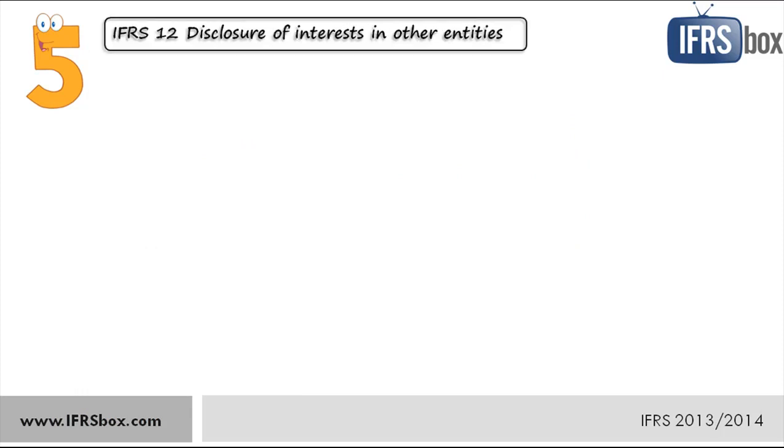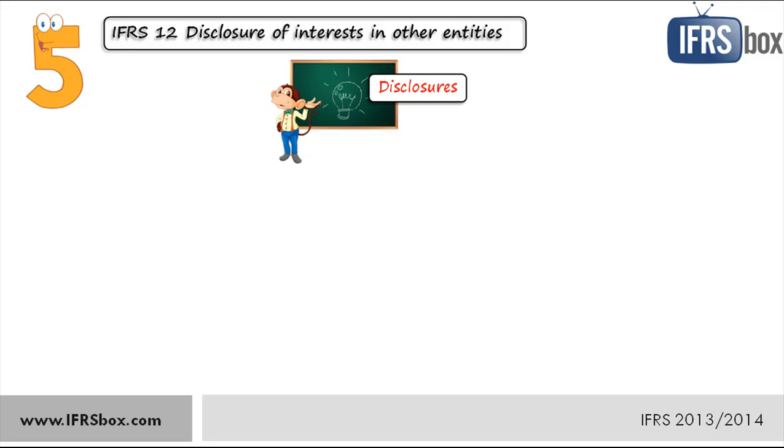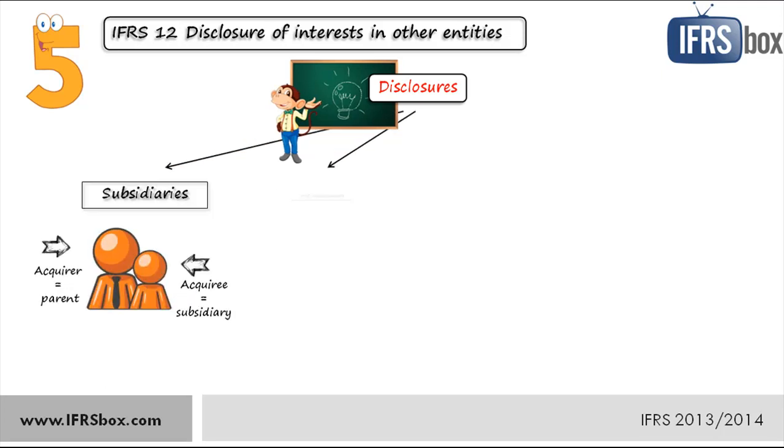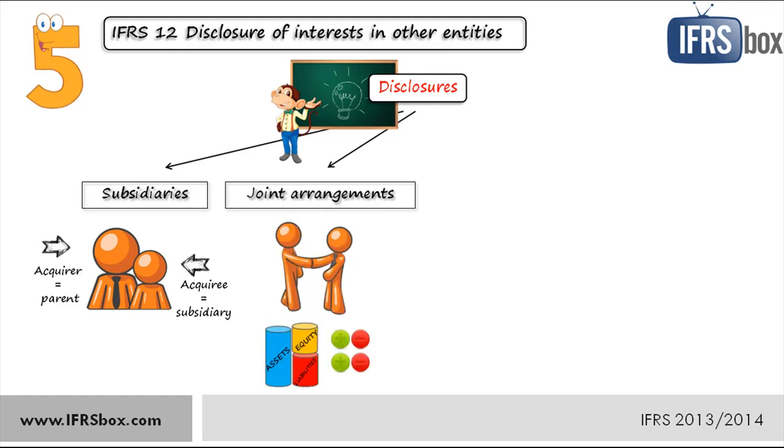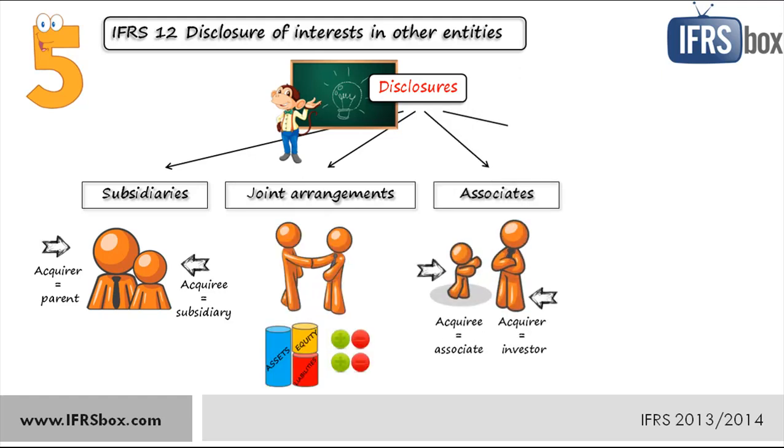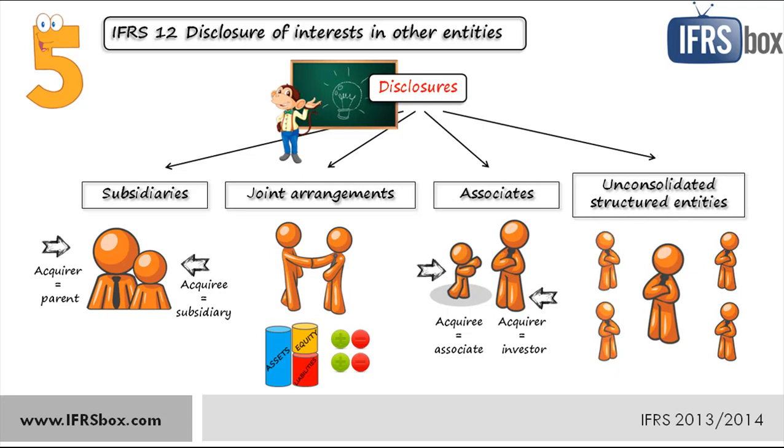The fifth big change represents another new standard, IFRS 12, disclosure of interests in other entities. And as the title indicates, this standard prescribes a number of disclosures for interests in various entities, including subsidiaries, joint arrangements, which are joint ventures and joint operations, associates, and also unconsolidated structured entities. Well, these are structured entities that are not under the control of the reporting entity, for example, other investments that are not consolidated.